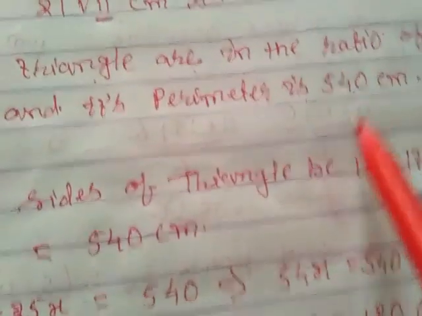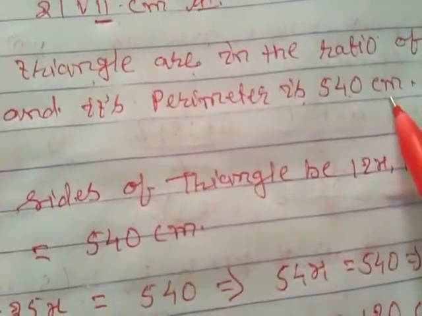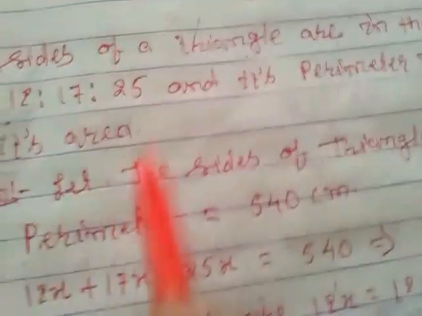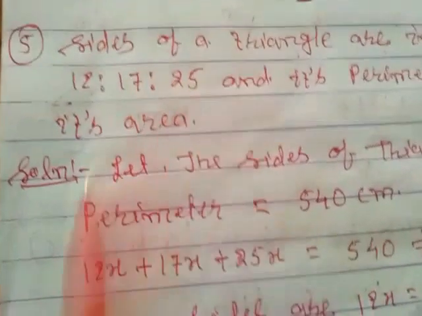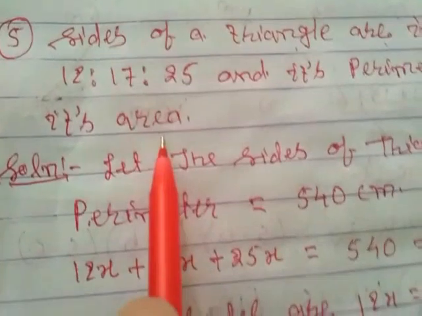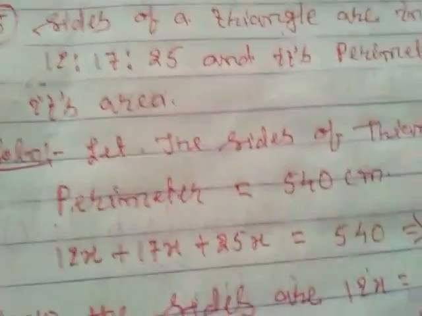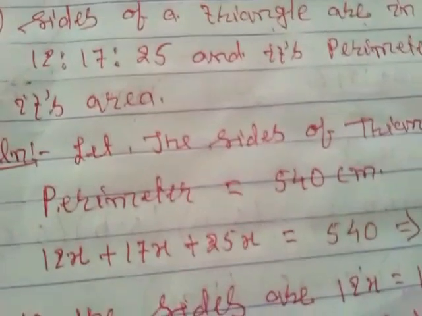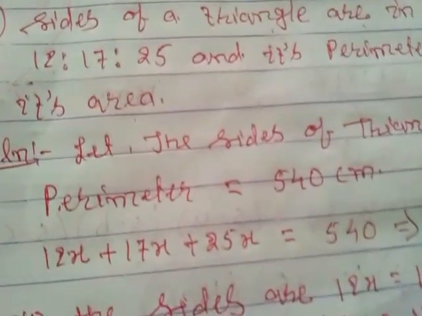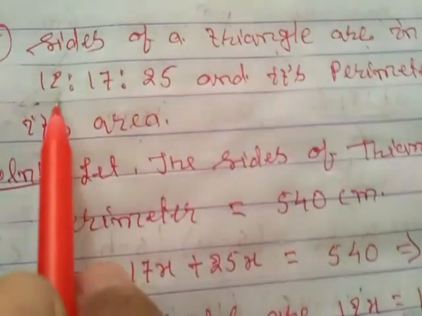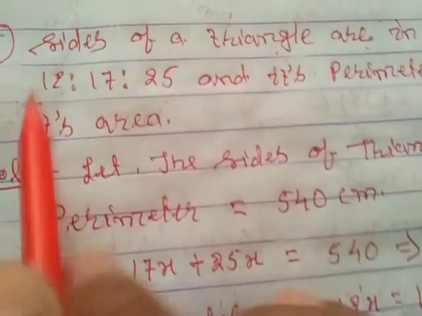This is also a very simple question. In this question, the sides of a triangle are given in ratio form, that is 12 is to 17 is to 25, and the perimeter of the triangle is given as 540. Now, first of all, we have to find its sides, and thereafter applying Heron's formula, we can get its area. Let's see how it can be done.